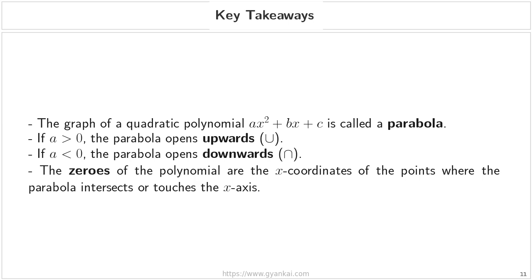If you've kept these points in mind, you're well on your way to mastering the geometric representation of quadratics. Great job today!